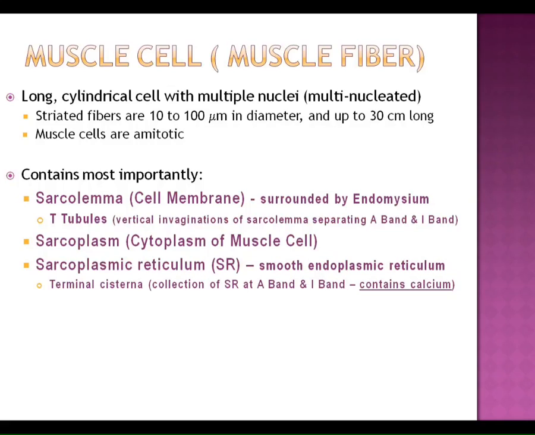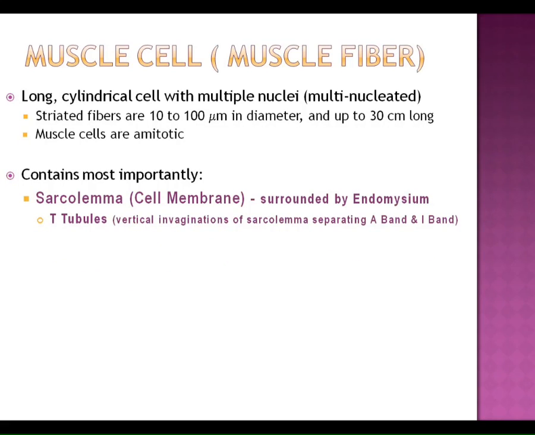All right, now here is where we get to the internal anatomy. Let's start here. We said that the muscle cell is a long cylindrical cell with multiple nuclei, right? Now, each of these muscle cells is going to be surrounded by what? The cell membrane, which we call the sarcolemma. That sarcolemma will then be surrounded by an endomysium.